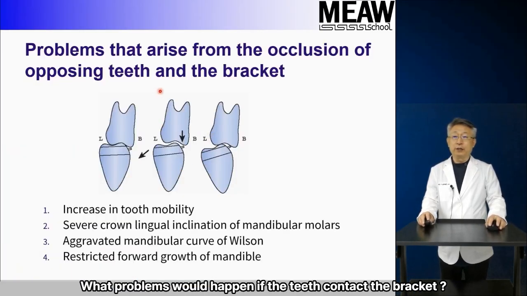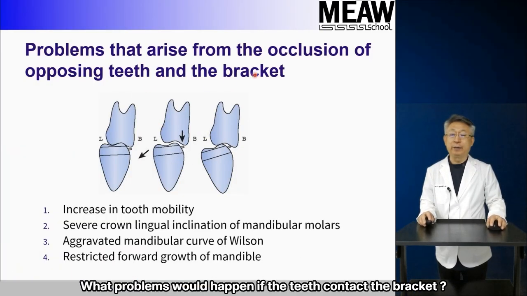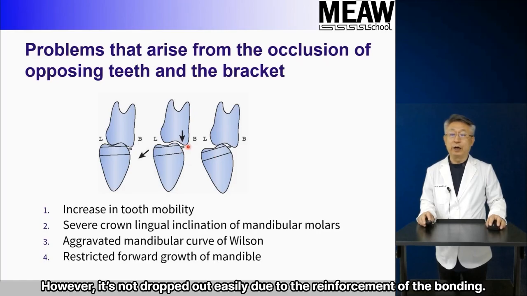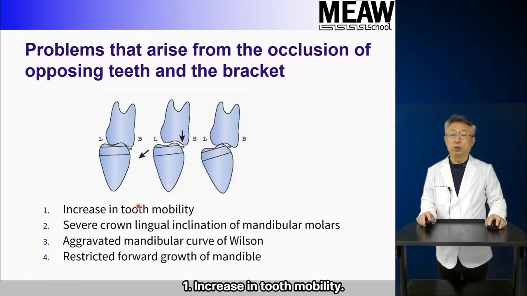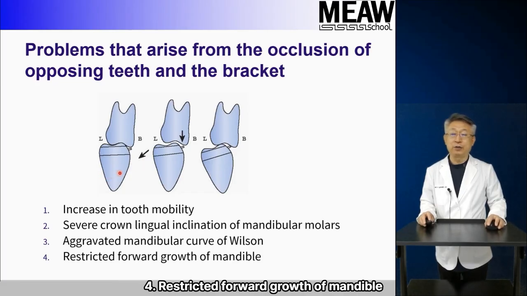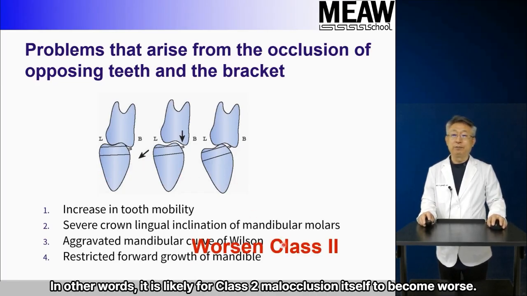What problems would happen if the teeth contact the bracket? In this case, the best case is the dropout of the bracket. However, it does not drop out easily due to the reinforcement of the bonding. 1. Increase in tooth mobility. 2. Severe crown lingual inclination of lower molars. 3. Aggravated mandibular curve of Wilson. 4. Restricted forward growth of mandible. In other words, it is likely for Class 2 malocclusion itself to become worse.